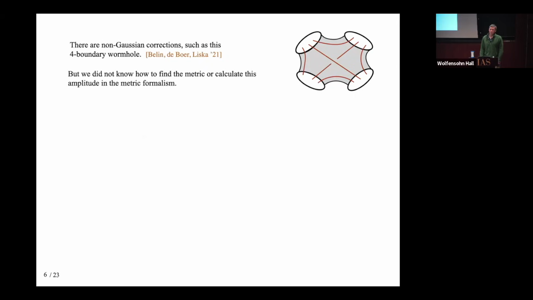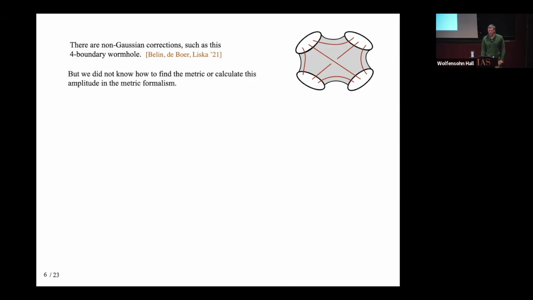There are some other terms that you can calculate using the standard metric formalism. And we calculated some 2-boundary wormholes that way and some very special, highly symmetric multi-boundary wormholes. But that method just does not generalize very easily. What we'd like to be able to calculate are much more complicated wormholes with arbitrary numbers of boundaries, various insertions, and complicated topologies.